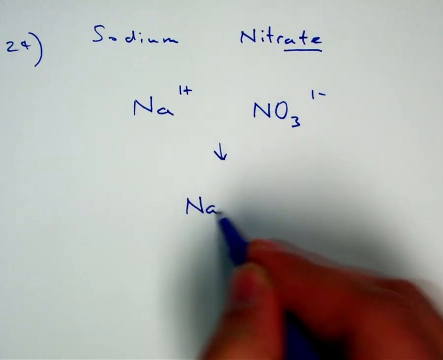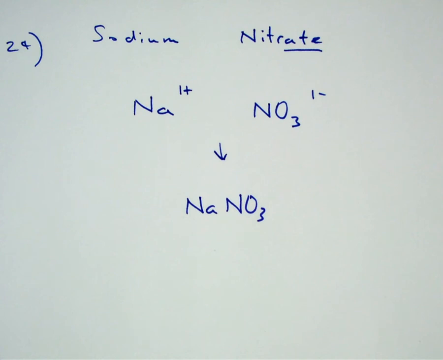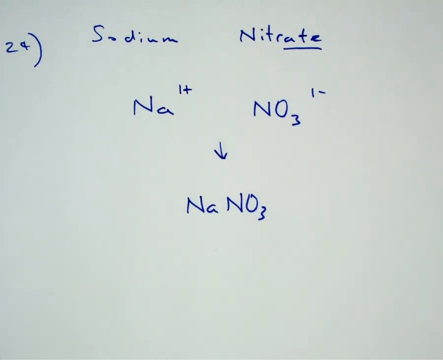It's NaNO3. Okay? The positive and the negative charge cancel out, which means you don't write them in the ionic formula. And we don't put the polyatomic in parentheses because we only need one of them.